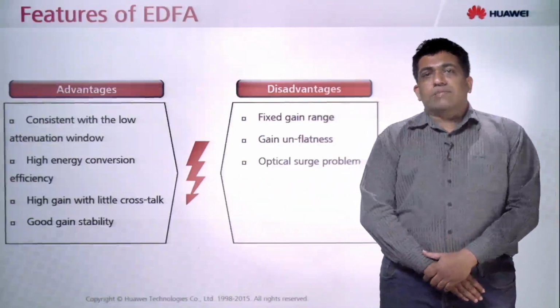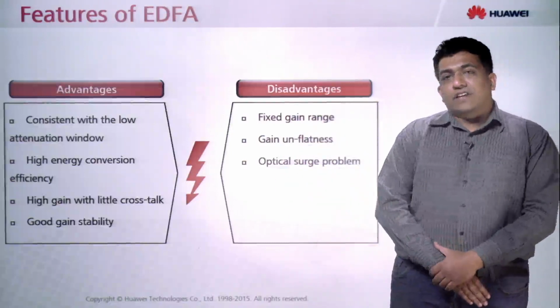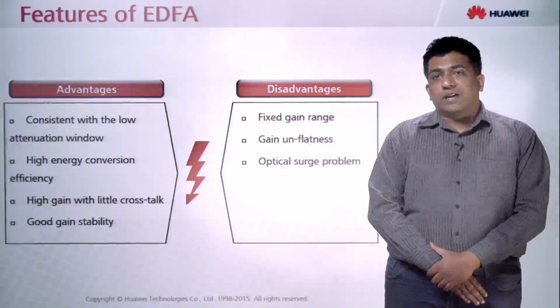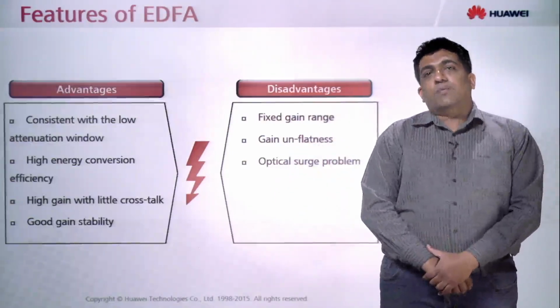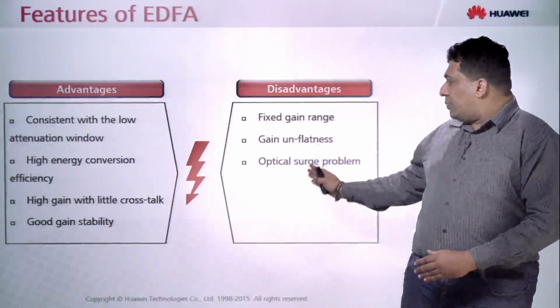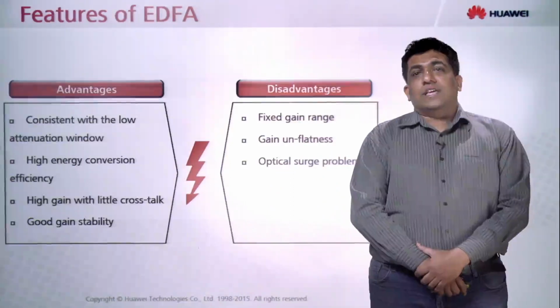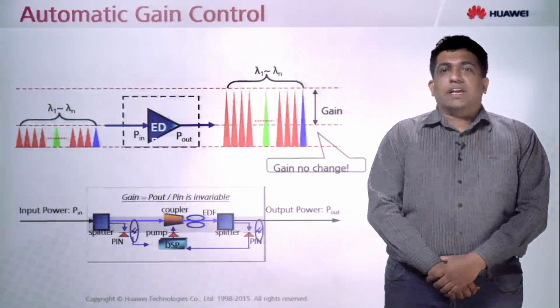But we also have some disadvantages, as you can see. It is a fixed gain range. It means the range is fixed, and you cannot change it at any point of time. It also gives you gain unflatness. Flatness is very important in our NG-WDM environment. And it also gives you the optical surge problem because of the amplification. So let's look at the next one, the automatic gain control.